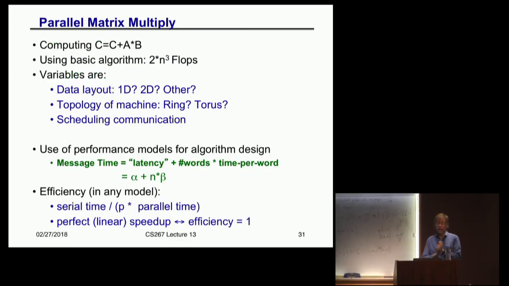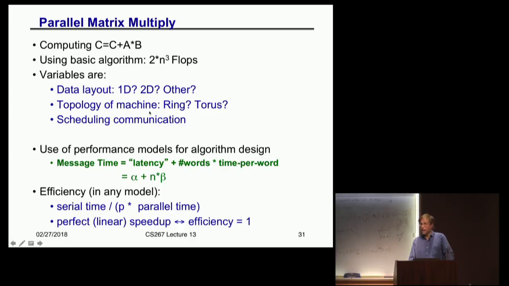So let's move on to matrix multiply of square matrices. I'm going to just talk about the classical algorithm, which does 2n cubed multiplies and adds. And so what are the choices I have to make? What is the data layout going to be? I could have a 1D layout, or I could have a 2D layout, and there are even other possibilities.